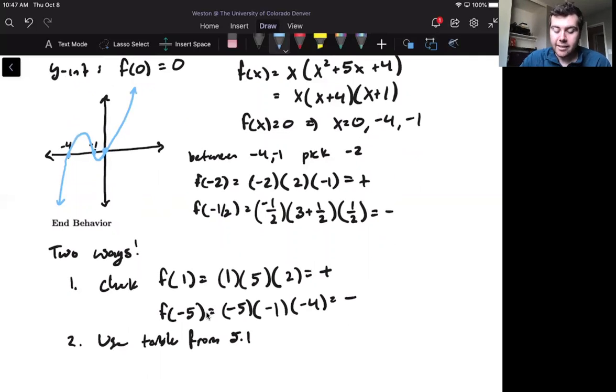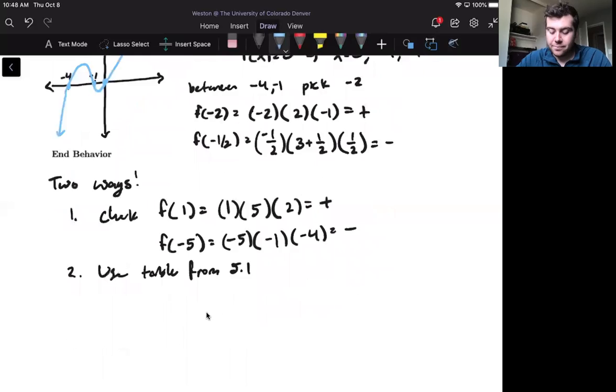The idea is that if you plug in a number, like when we plugged in 1, we know there's no roots bigger than 0. So if it's positive at 1, it's going to have to stay positive the rest of the way. It can't go down to being negative, or else it would have had another root in there. And that's an idea that we'll put more formally in section 5.3. It's called the intermediate value theorem.